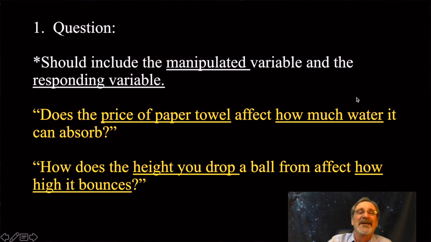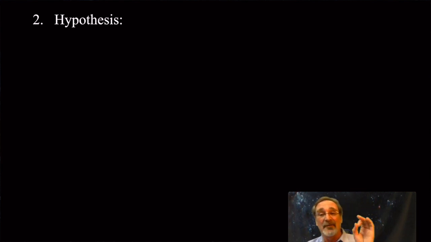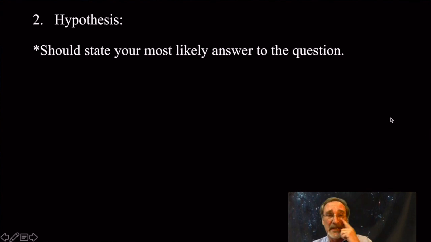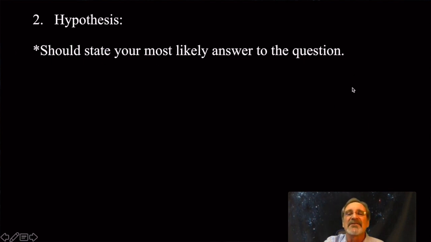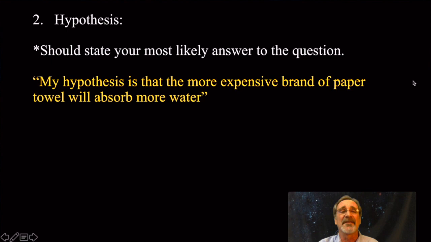Those are just examples. The hypothesis is the second part. Not every lab write-up you ever do in a science class is going to have a required hypothesis, but it is part of the classic scientific method, so it's good to teach it. It should state your most likely answer to the question. Whatever you think the answer probably is, sometimes called an educated guess, that's your hypothesis. You might state it: my hypothesis is that the more expensive brand of paper towel will absorb more water. That's what you're going to test to see if the data backs it up.